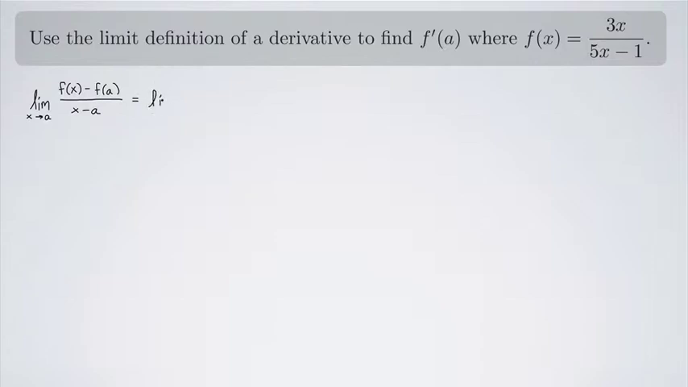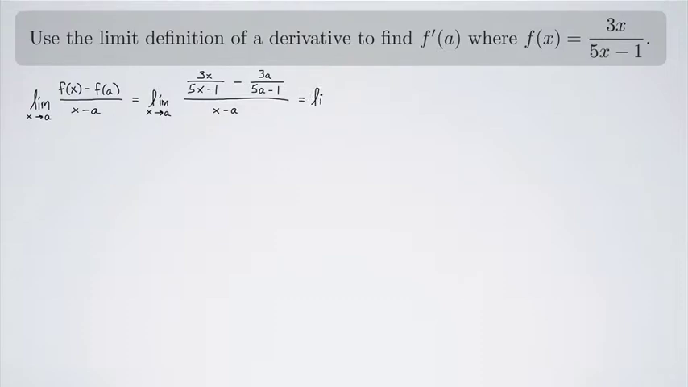So I have the limit as x approaches a of f of x. Okay, that's 3x over 5x minus 1 minus f of a. That's 3a over 5a minus 1 all over x minus a. And now you can see where the algebra is going to come into it. We're going to have to deal with this crazy fraction that we have here.